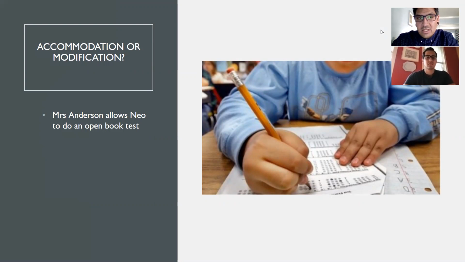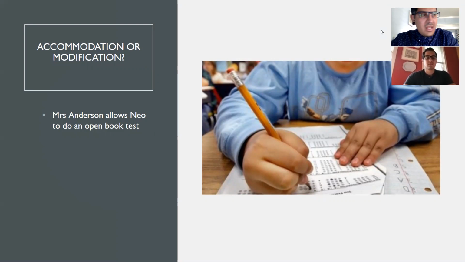So when it comes to this one, we have to look at the key thing: allowing Neo to do an open book test. When you're allowing a student to do an open book test, you're opening the door so they can use all this other information that they don't have present. They're using the book to help guide them. So this is a modification.